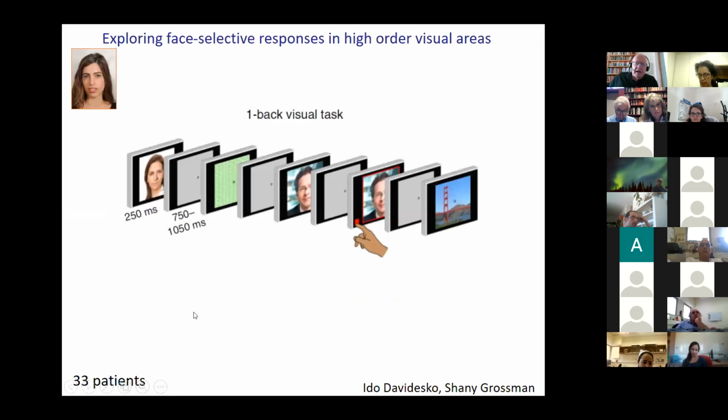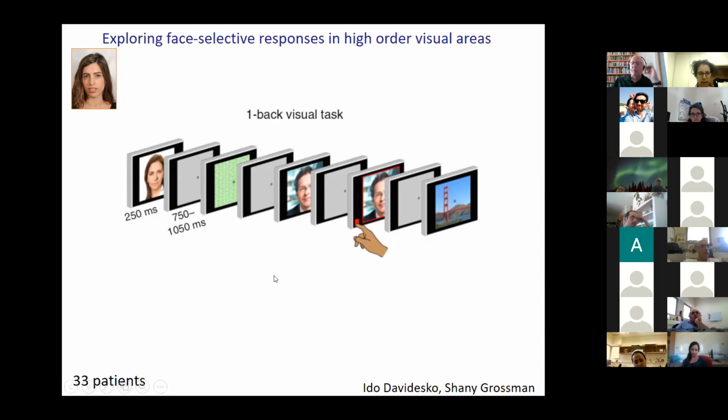So let's now explore what actually happens in high-order visual areas when we see different types of visual images. I already said that these regions are characterized by being selective to certain object categories. And as I said, in this presentation, I will focus on face responses.